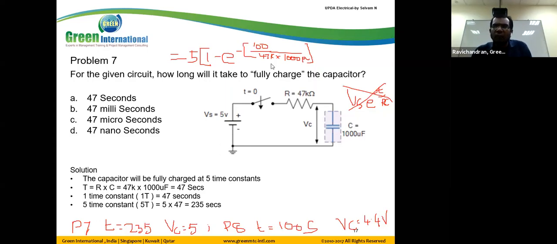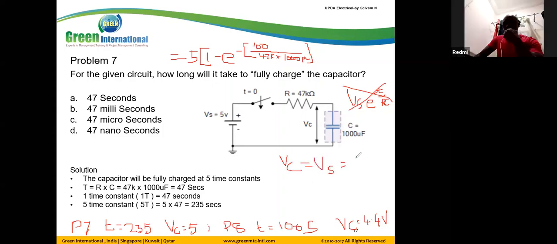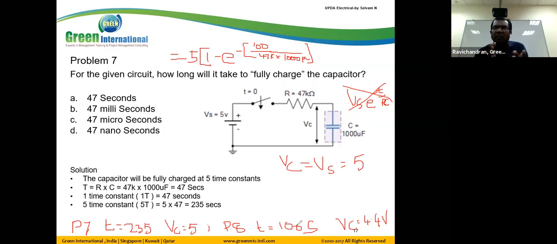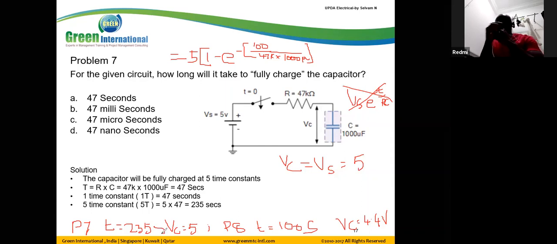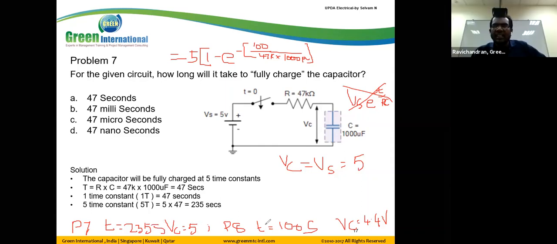That is, fully charged means Vc is equal to Vs, DC. So for 100 seconds, it has 4.5 volts. For 235 seconds, the voltage is 5 volts. So as time increases, the voltage also increases. That's what I can communicate to you.